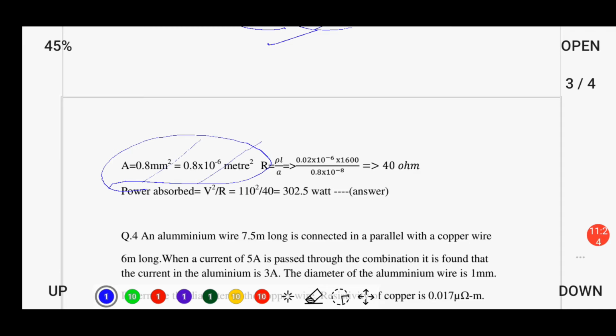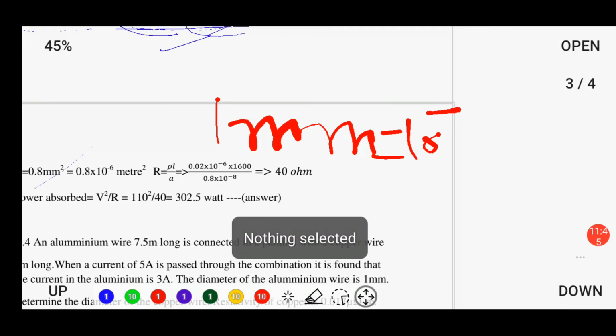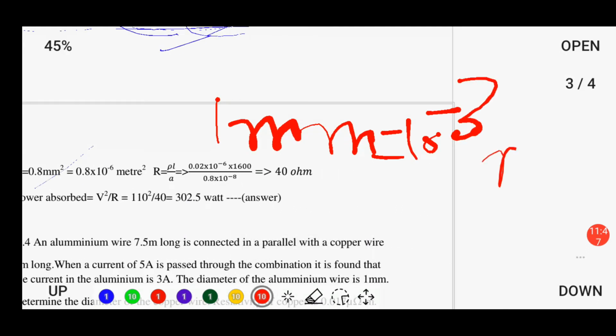Now we have to convert it into meters, and we already know that 1 mm is equal to 10 to the power minus 3 meter. What is the value of 1 mm? 1 mm is equal to 10 to the power minus 3 meter.